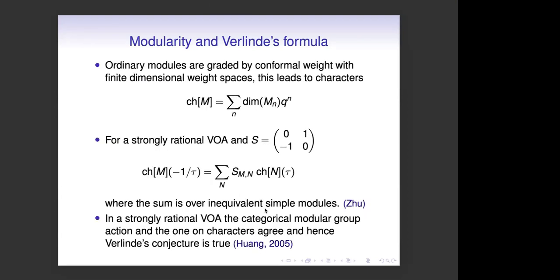Now we can also go to the character side, and we know the character of a module is just the sum of its graded dimensions weighted with q to the n. And here, of course, for modularity reasons, you normalize with q to the minus c over 24, where c is the central charge. In any case, in the strongly rational case, Zhu has proven this modular transformation formula.